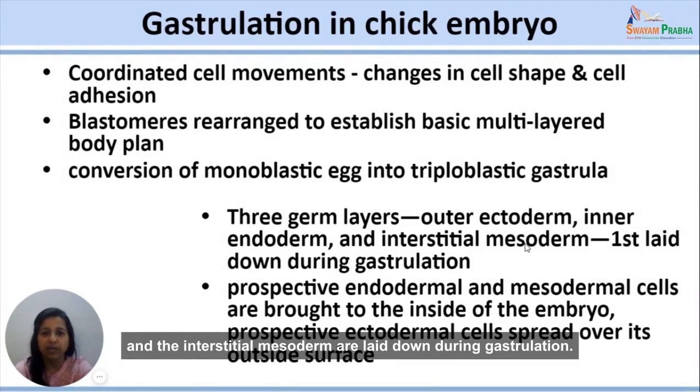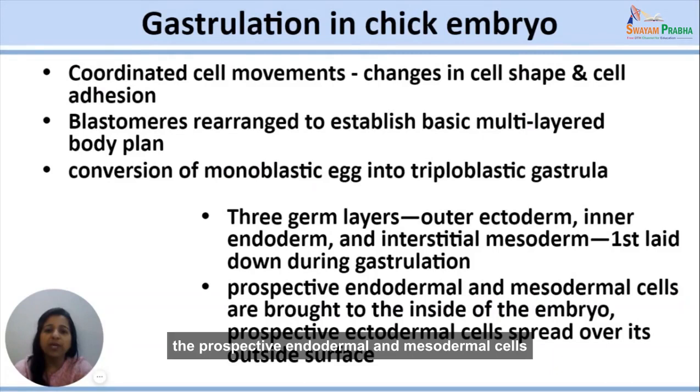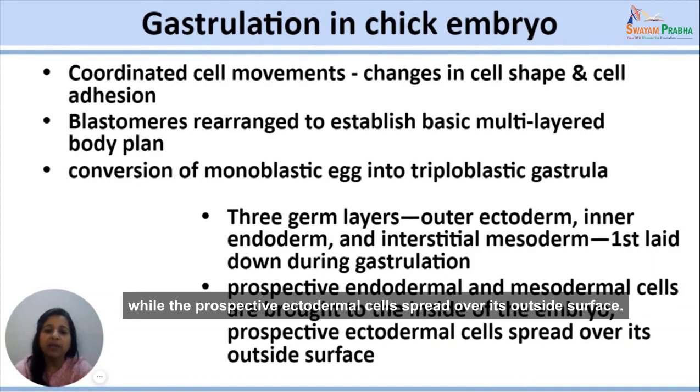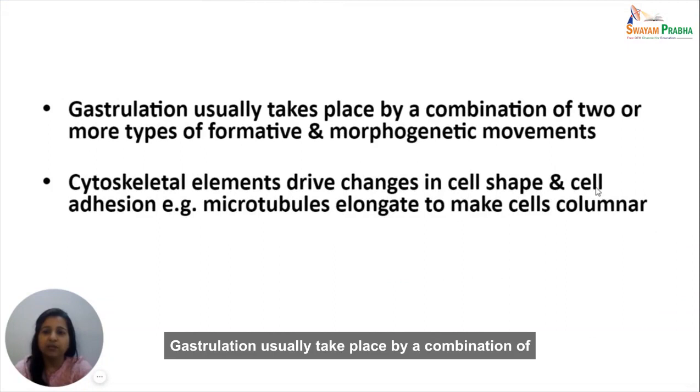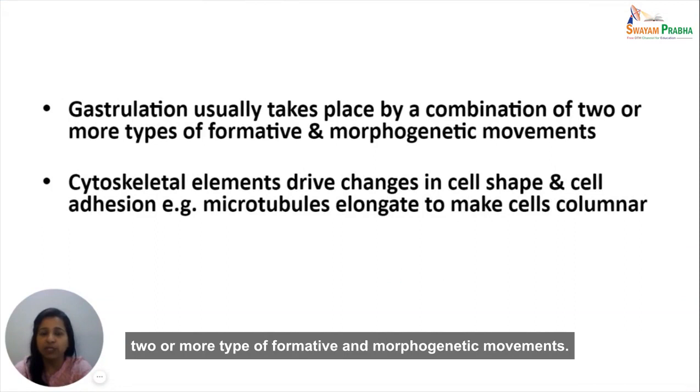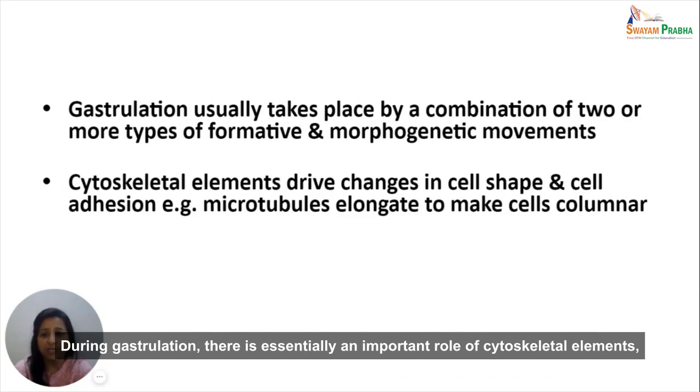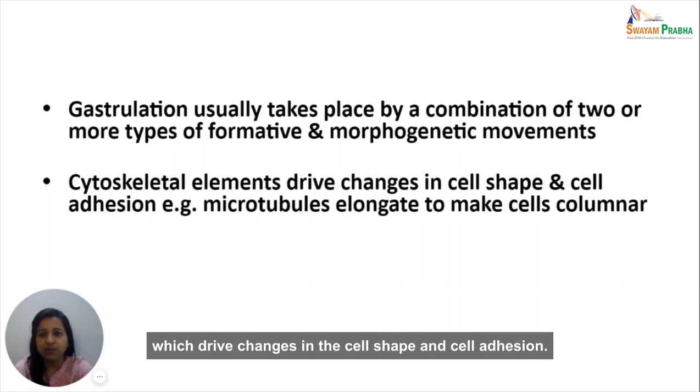Now, during gastrulation, the prospective endodermal and mesodermal cells are brought to the inside of the embryo, while the prospective ectodermal cells spread over its outside surface. Gastrulation usually takes place by a combination of two or more types of formative and morphogenetic movements. During gastrulation, there is essentially an important role of cytoskeletal elements, which drive changes in the cell shape and cell adhesion. For example, the microtubules will elongate to make the cells columnar during gastrulation process.